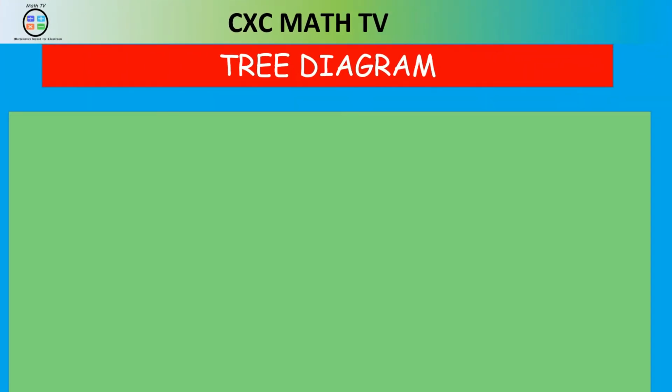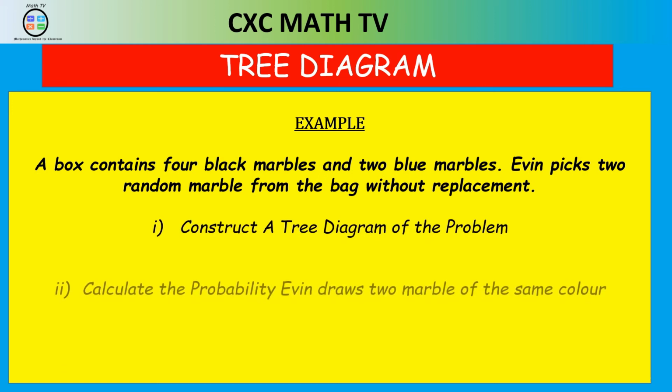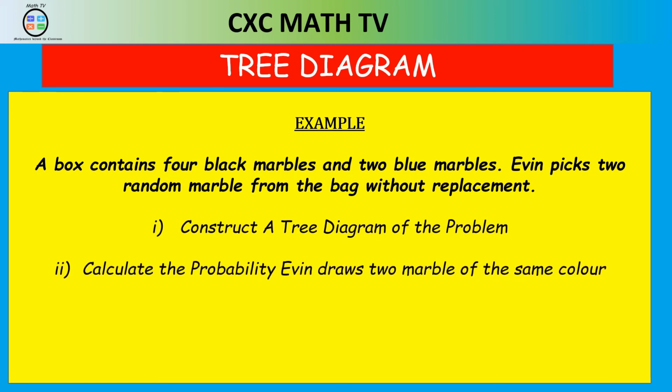Alright, having done that first example, now pause the video and take a look at this example right here. This question says a box contains 4 black marbles and 2 blue marbles. Evan picks 2 random marbles from the bag without replacement. Construct a tree diagram of the problem and calculate the probability Evan draws 2 marbles of the same color. So go ahead, pause the video and attempt.